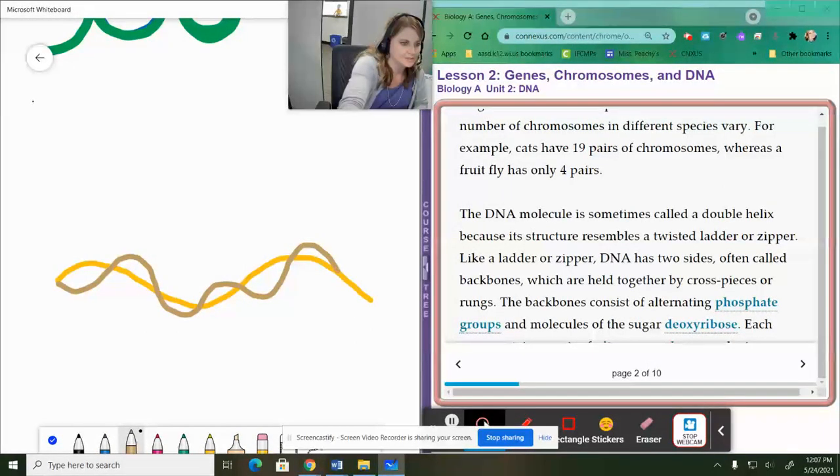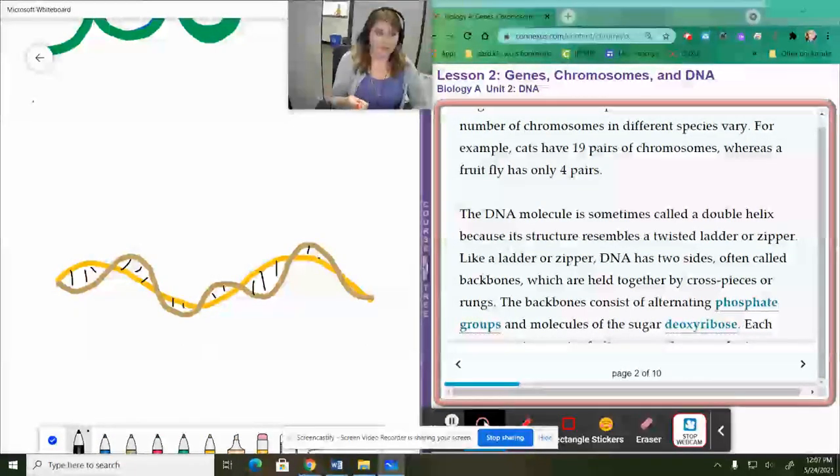But it's got our 2 sides like that, right? All twisted together, kind of like that. And in between the 2 sides, you're going to see that there's these little bridges. My picture again isn't beautiful, but they're like rungs on a ladder and they connect, in this case, the yellow side to the brown side, right? So this is kind of our structure of DNA.